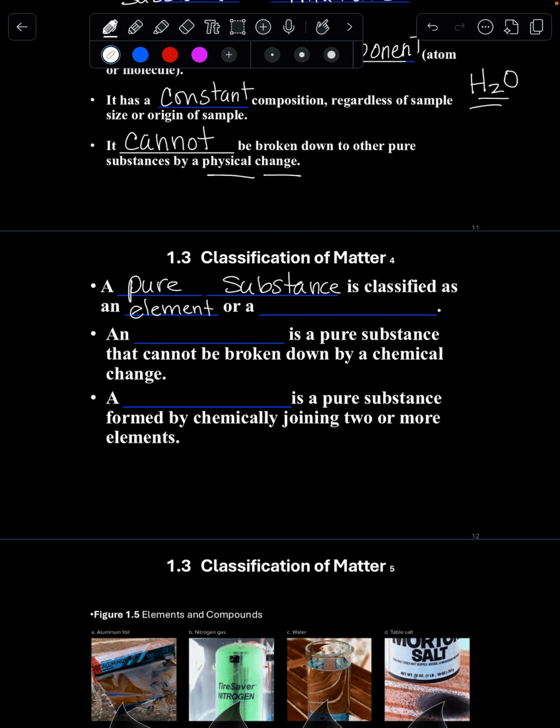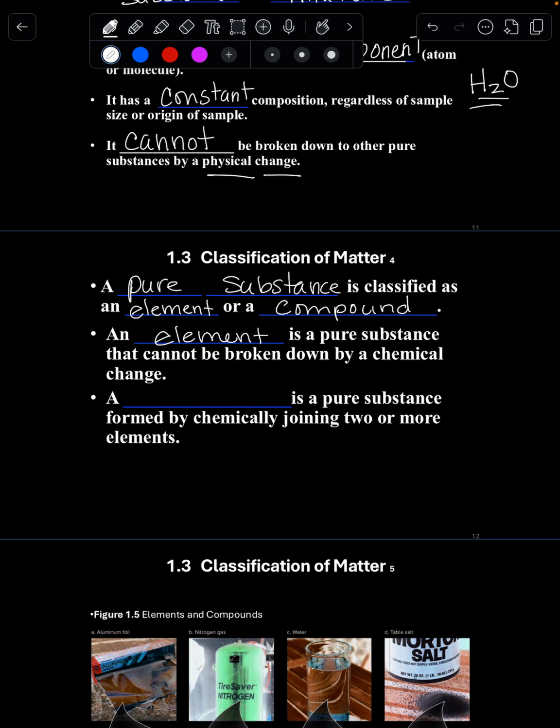An element or a compound. So an element is a pure substance that cannot be broken down by chemical change. So we have the periodic table of elements. There's 118 elements on the periodic table, and these are all considered pure substances, and most of them typically stand on their own. They don't have to be combined with other things.